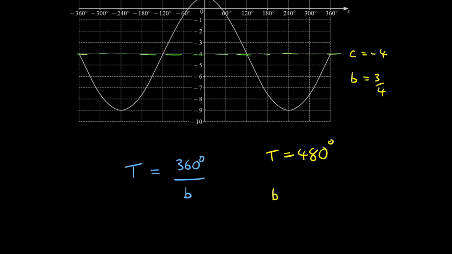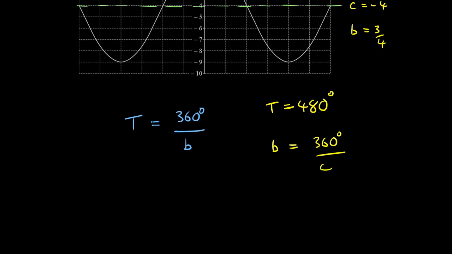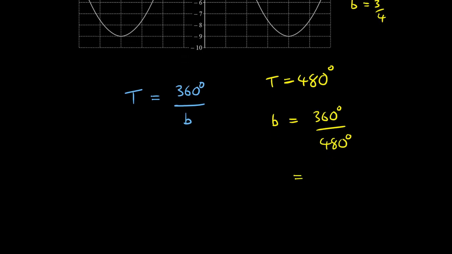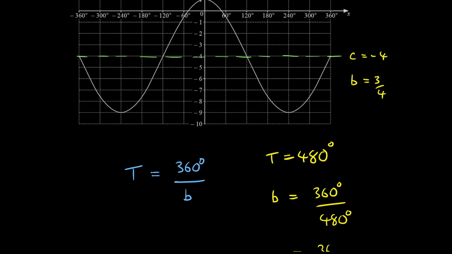So what must B be equal to? B must be equal to 360 degrees divided by 480, right? In other words, I've just rearranged this particular equation here. And if I do 360 divided by 480, I'll get 36 upon 48. Okay, 36 upon 48. And if I divide top and bottom by 12, then what I'll get is 3 upon 4, right? Which is the answer I got before.